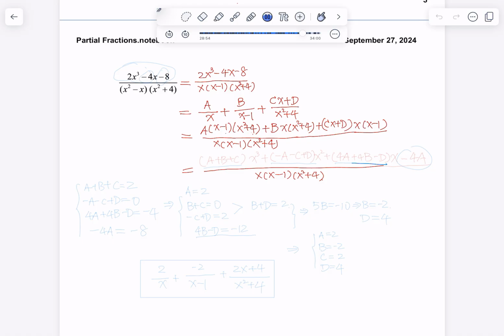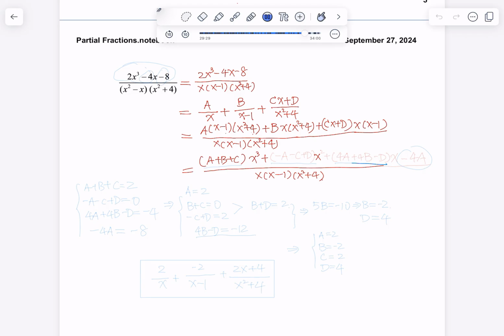Now on the numerator, we want to collect the coefficients for each term of the polynomial. Let's first look at the cubic term. We would have A, right, from this product. Then you will have B here. Then you would have C here. So that gives us A plus B plus C times x cubed.